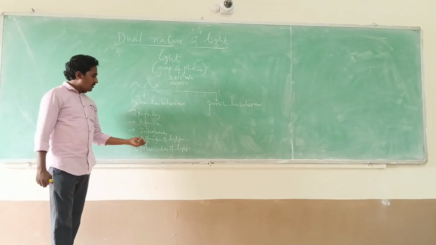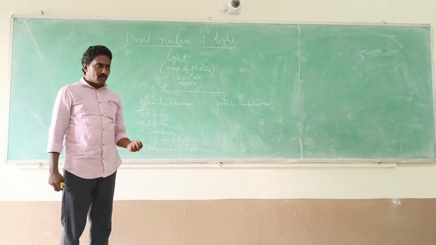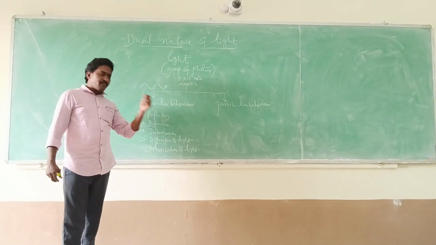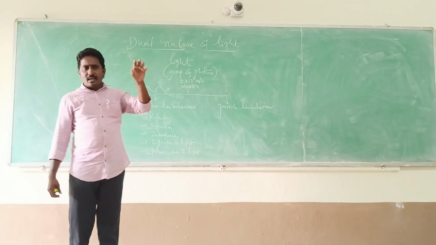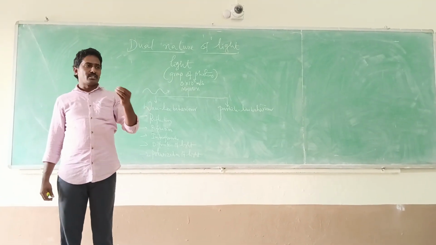And also, the second unit of wave optics is diffraction of light. What is diffraction of light? The bending of light around the edges of an obstacle is known as diffraction of light.